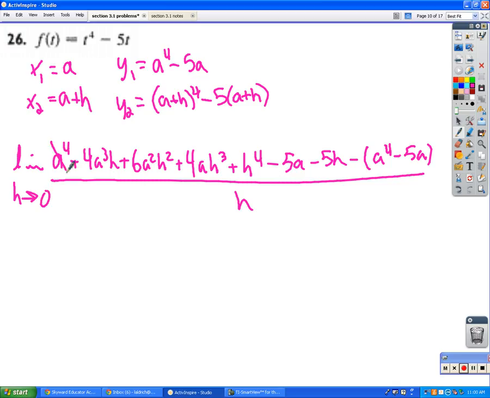So the a to the fourths cancel, and the 5a's cancel. And then that leaves us with all of this junk right here, right? And since every term has an h in it, this one cancels. Instead of being h squared it's going to be just plain old h. This instead of being h cubed is going to be h squared, and this h cancels right there, and that one is now gone.